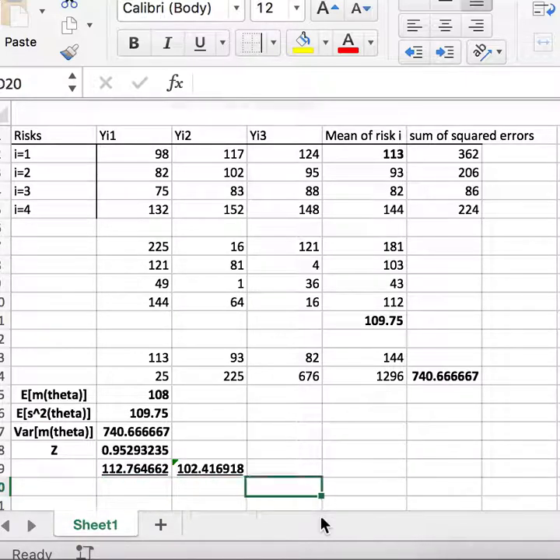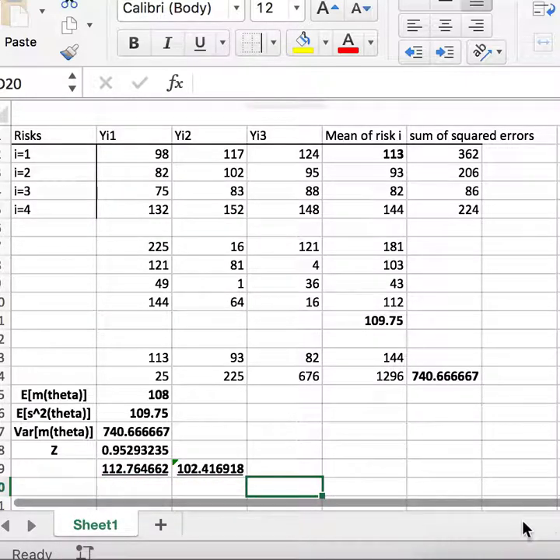Which one's going to be better? I don't know. You be the judge. But that's the answer to the question, and thanks for watching.